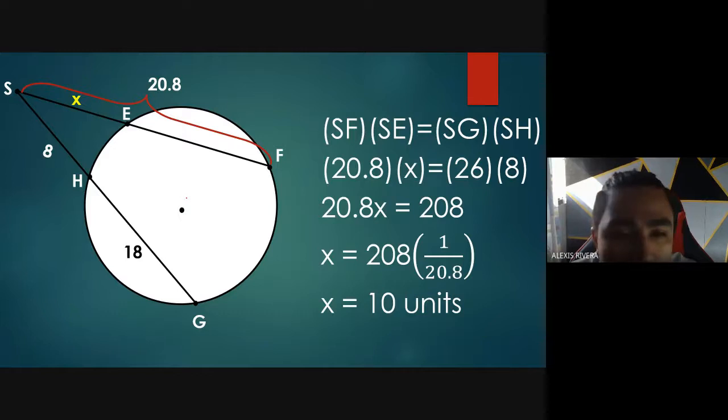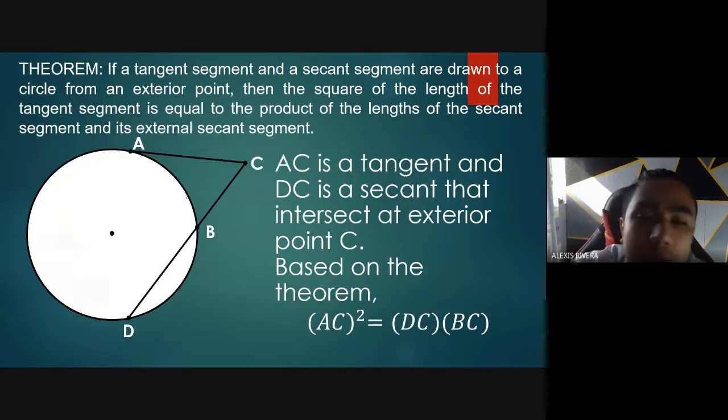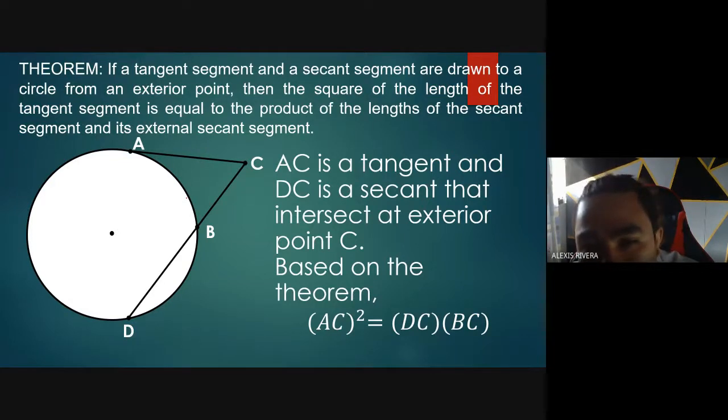So that is how to get the measures of segments formed by 2 secants. O, 2 secants naman yon. How about if we have intersecting secant and tangent? So as you can see here, we have a tangent AC and a secant DC. They met or they intersect at point C, exterior point. So to get the measurement of the segments, the theorem states that the square of the tangent, again, the square of the tangent is equal to the product of the whole secant and its exterior segment.